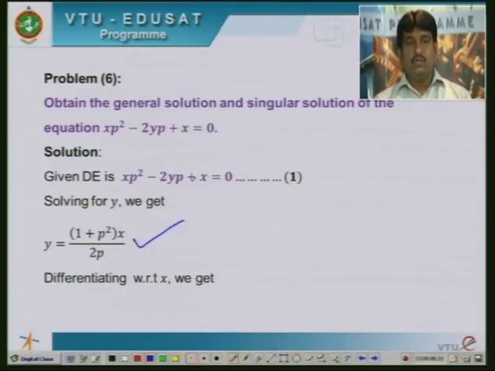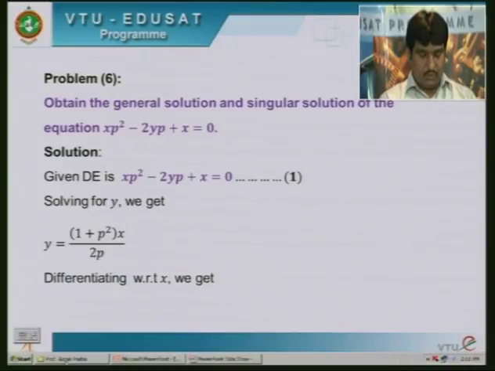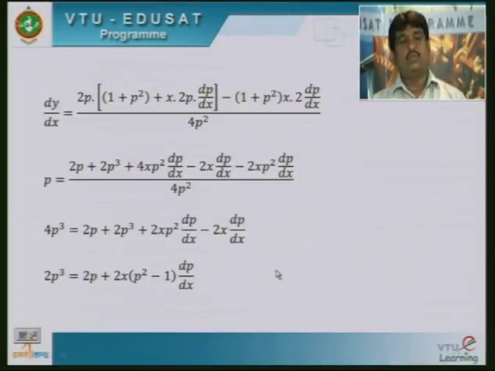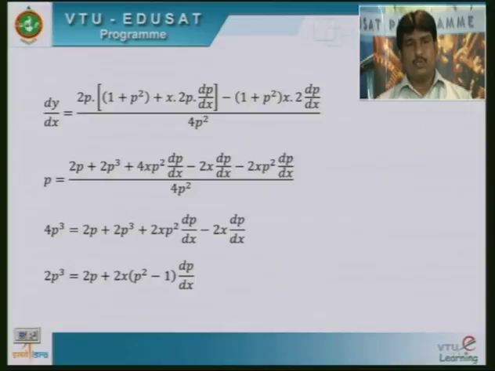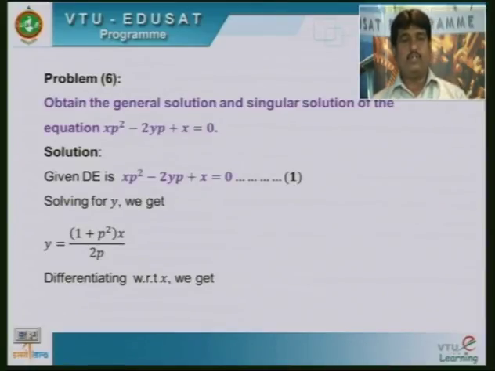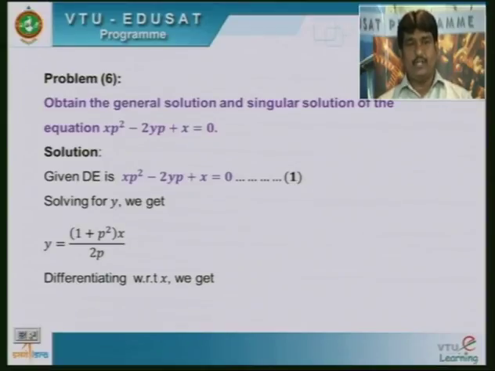Now differentiate this equation with respect to x. We get dy by dx equals, we have to apply the quotient rule, and internally we have the product rule, because in the denominator we have 2p and the numerator contains the product of two terms, 1 plus p square into x. So we have to differentiate that using the product rule. On the whole, first we apply the quotient rule, that is denominator into derivative of numerator, for which we have to apply the product rule.